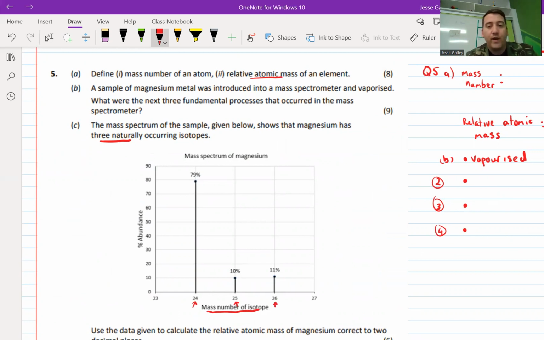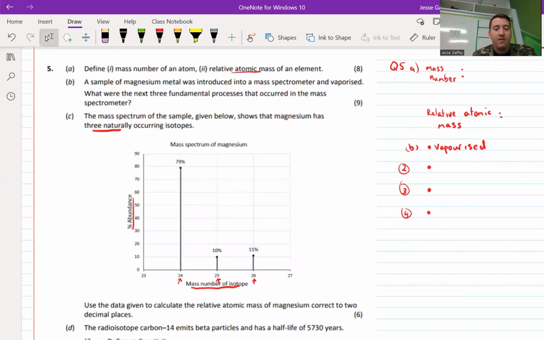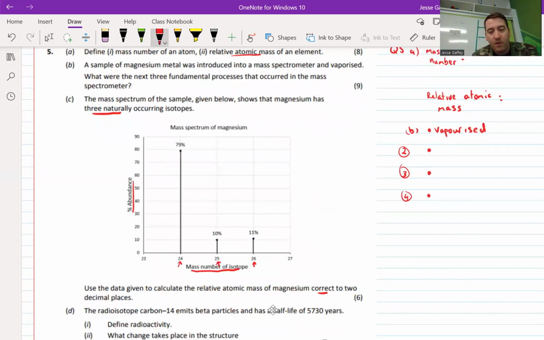So this is a typical readout from a mass spectrometer. And as you can see here, the percentage abundance of each isotope is listed here. So it's mostly 79% of the magnesium in the sample is magnesium 24. 10% is magnesium 25 and 11% is magnesium 26. Okay, so what you have to do is you have to use the data given to calculate the relative atomic mass, and it says correct to 2 decimal places. So I'm highlighting that now. You should do the same because that's important information.